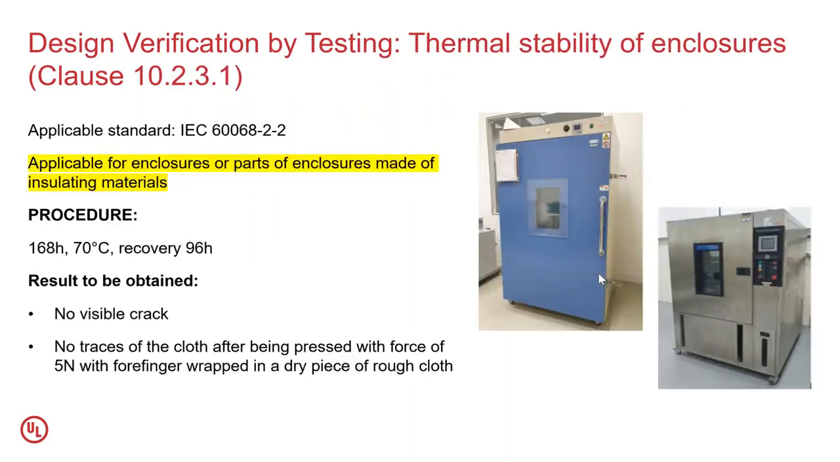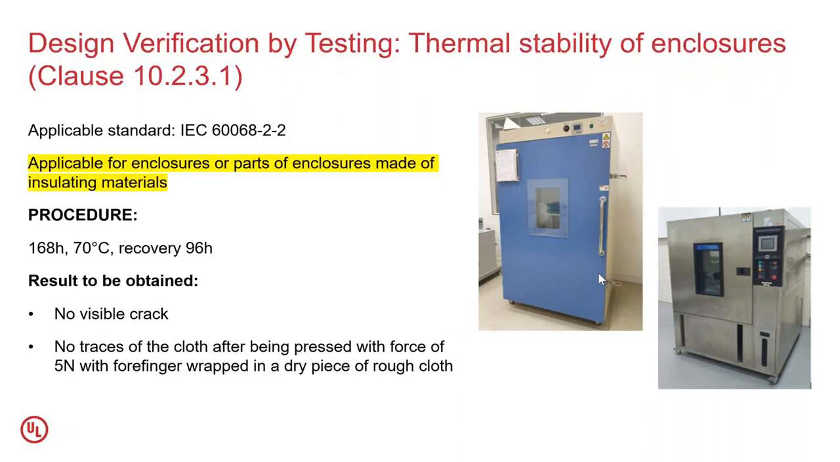Next one is thermal stability of the enclosure. Basically, if the enclosure parts are made up of insulating material only, like UV windows or any insulating material like GRP, they have to go for 168 hours in a 70 degree heating chamber, with a recovery of 96 hours. After the test, there should be no visible crack, no traces of the cloth being pressed with a force of 5 newton. Don't worry about the testing part, understand the concepts only.